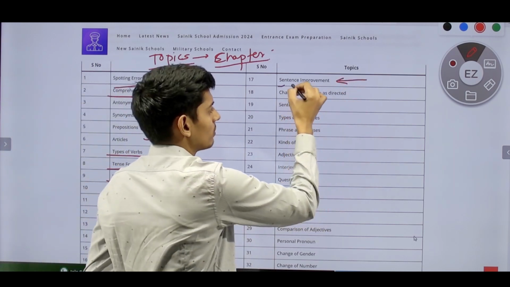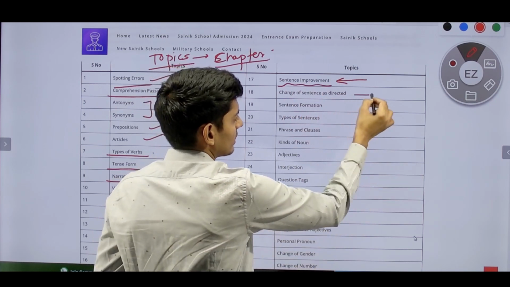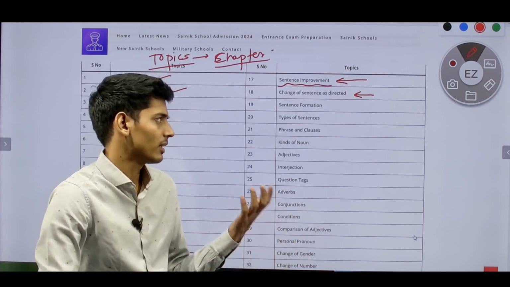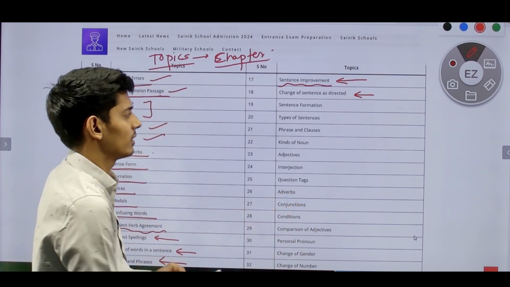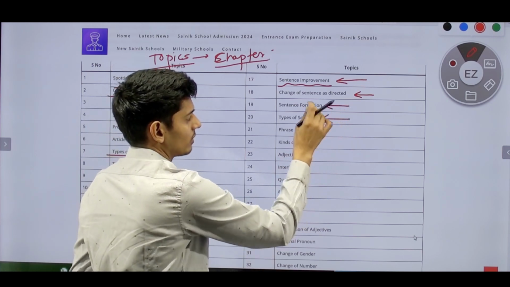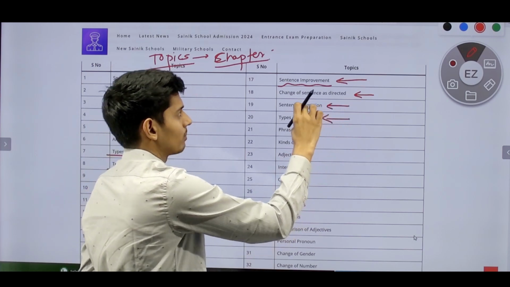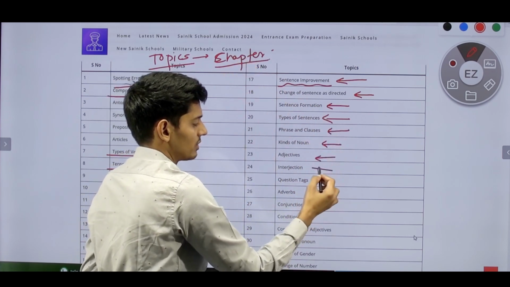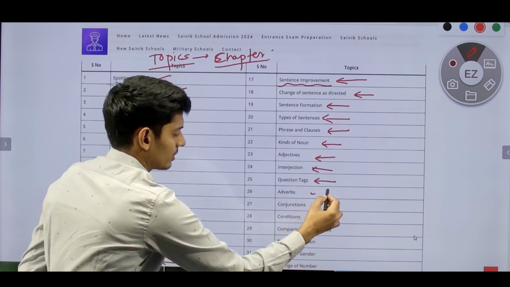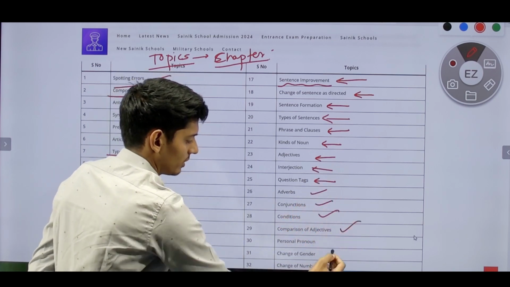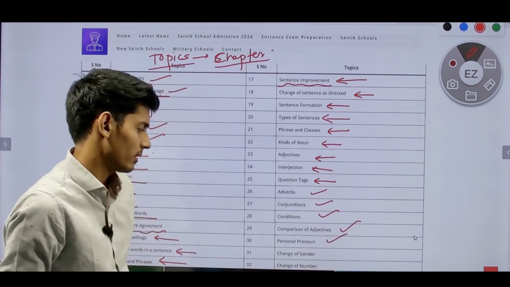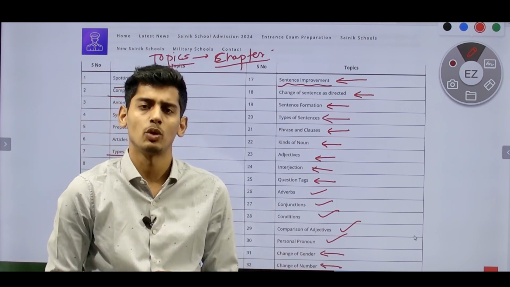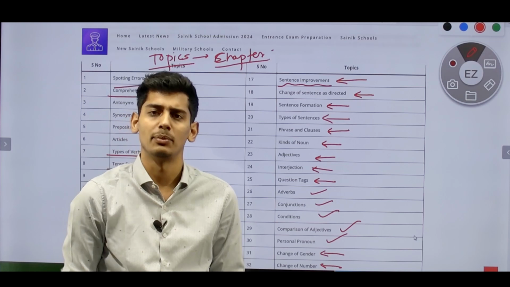Sometimes they do ask questions from this one, but often they do not. Then change of sentence as directed, passive voice. Questions related to converting into passive voice come in this. Then you have sentence formation, types of sentences. Both of these topics are part of the chapter sentence. Then phrases and clauses, nouns, kinds of nouns, adjective, interjection, question tags, adverbs, conjunctions, conditions, comparison of adverbs, personal pronoun, various kinds of pronouns. Then you have change of gender and change of number. So these 32 topics constitute the syllabus for the class 9th admission English part.